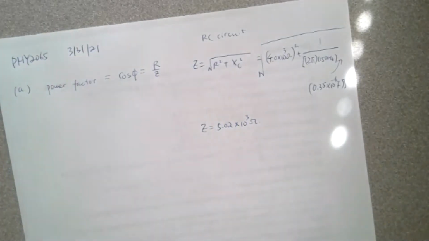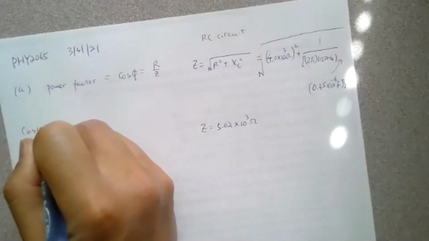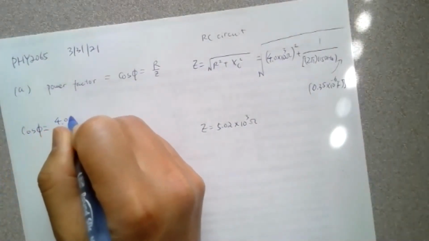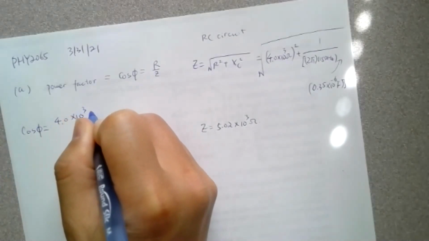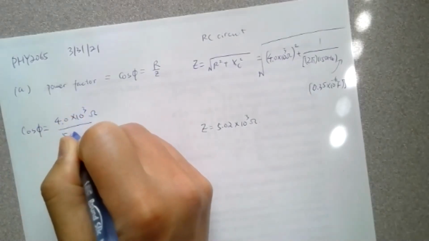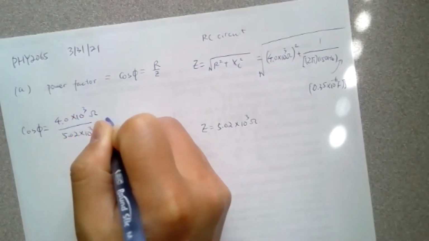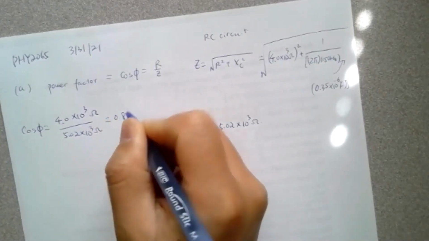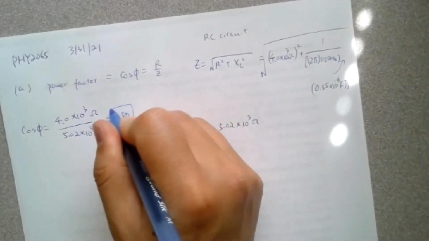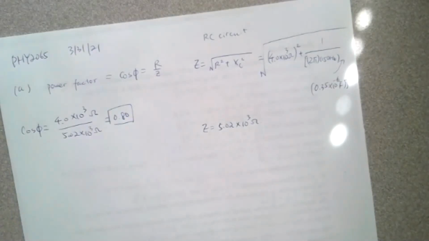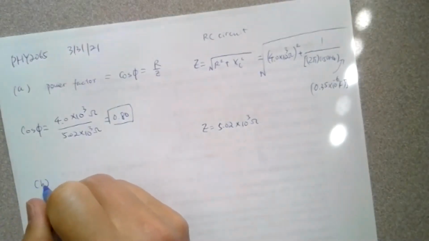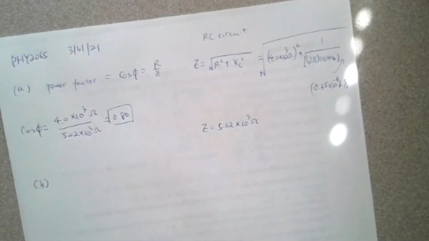Then you can calculate your power factor, cosine phi. That is 4.0 times 10 to the third ohms divided by 5.02 times 10 to the third ohms, which gives you roughly 0.80 as the power factor of this RC circuit. Any questions you might have?